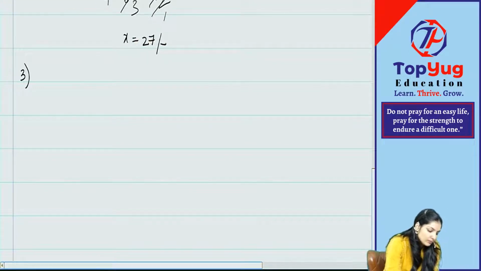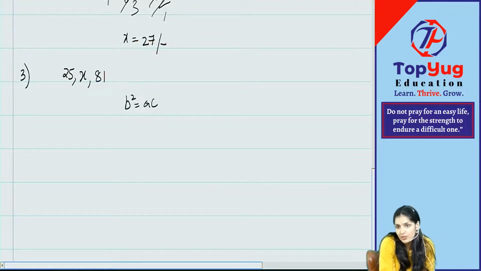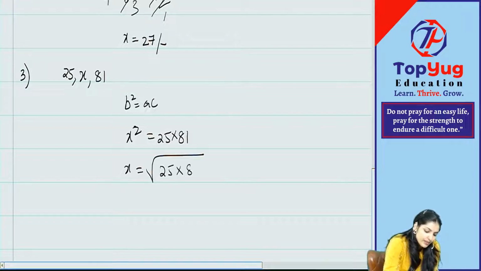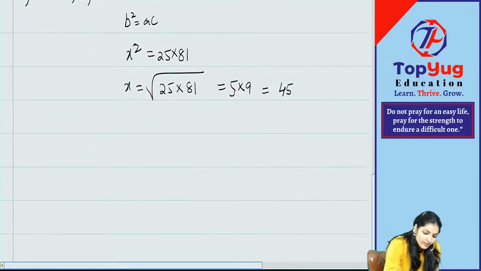Now next, the third one. Mean proportional between 25, 81. So 25, 81, what will come in between? x and then 81. We know B square is equal to AC. When 3 proportions are given, we consider ABC. 4 proportions means ABCD. So x square is equal to 25 into 81. Directly square root it. Square root of 25 is 5, square root of 81 is 9. Answer is 45.